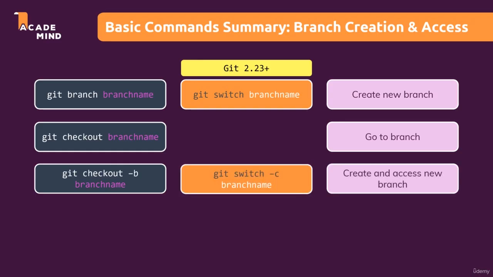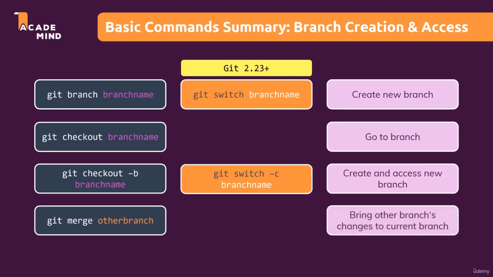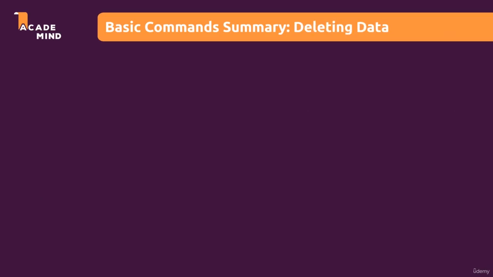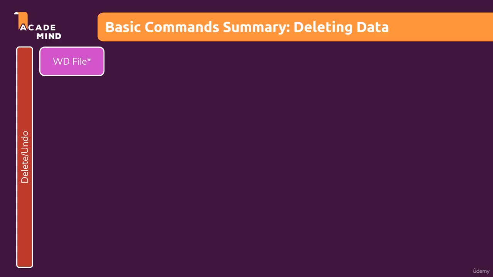We can also do this with git switch -c and then the branch name. That's again available in the newer Git versions. And with git merge and then the name of the other branch, we can bring or add another branch's changes to our current branch. We did that many times with our master branch, for example. Finally, we also had a look at our basic commands when it comes to deleting data. This was a bit more complex with more commands involved, so let's have a look at the summary now.